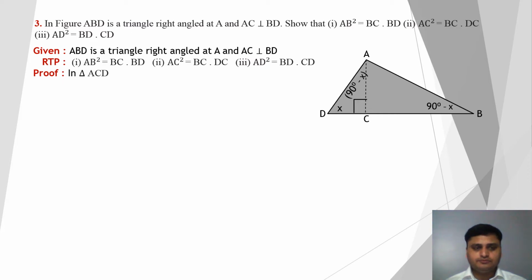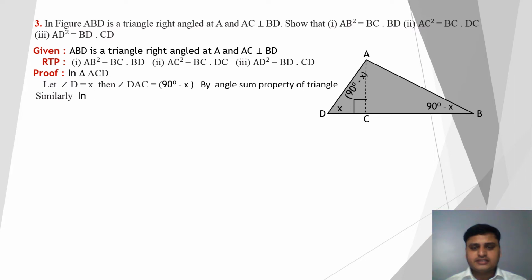Let's begin the proof. We will take triangle ACD. In this triangle ACD, let angle D be equal to X. So angle DAC will become 90 degree minus X by angle sum property of a triangle. What we did: we have taken triangle ACD in which we assume angle D is equal to X, so we got angle DAC equal to 90 degree minus X.